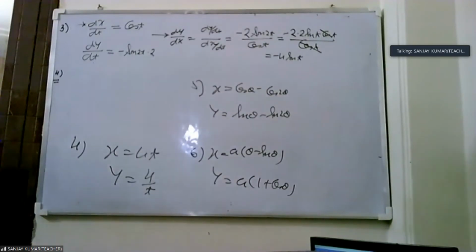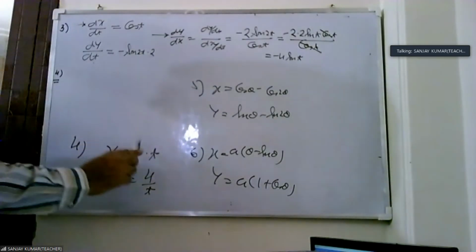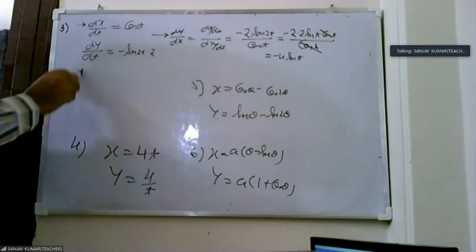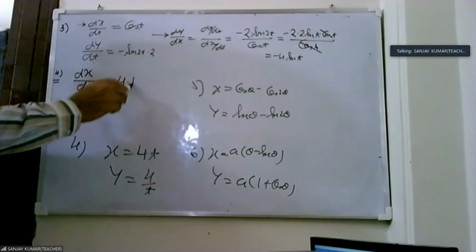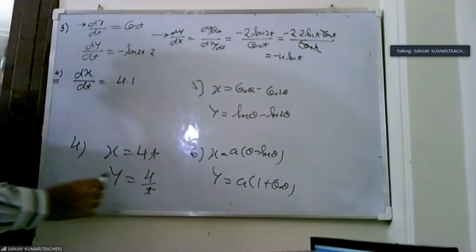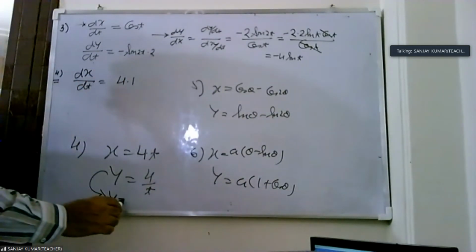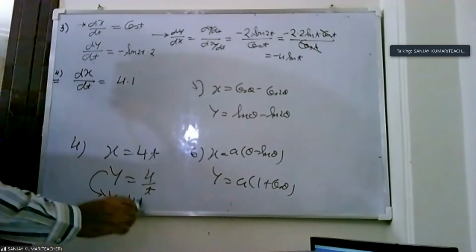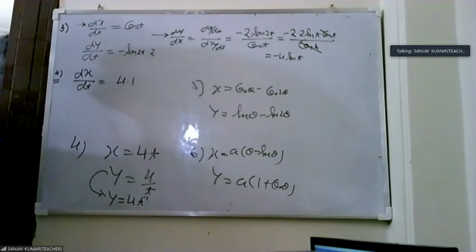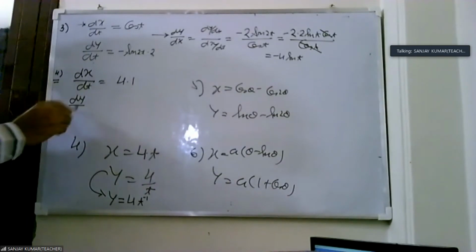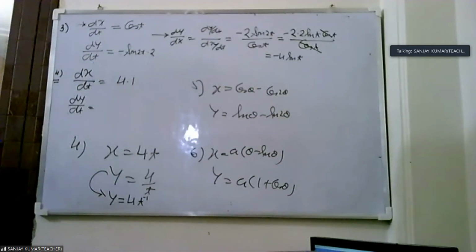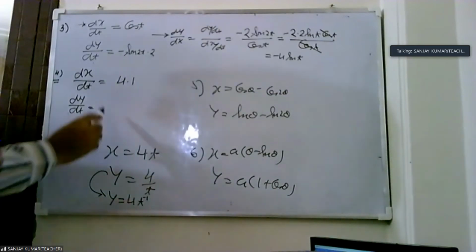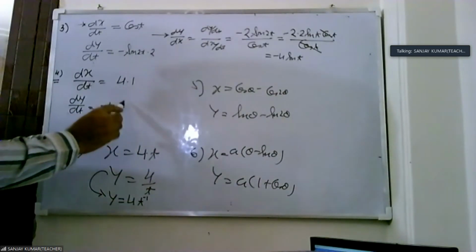Okay. Now this is x equal to 4t. So first we find dx by dt. That is 4t, 4 into t का derivative 1. Here y equal to 4 by t. So you consider it is 4 into t to the power minus 1. Now when you find dy by dt of this, we are using the formula n minus 1. So that is minus 1 into 4 t to the power minus 2.